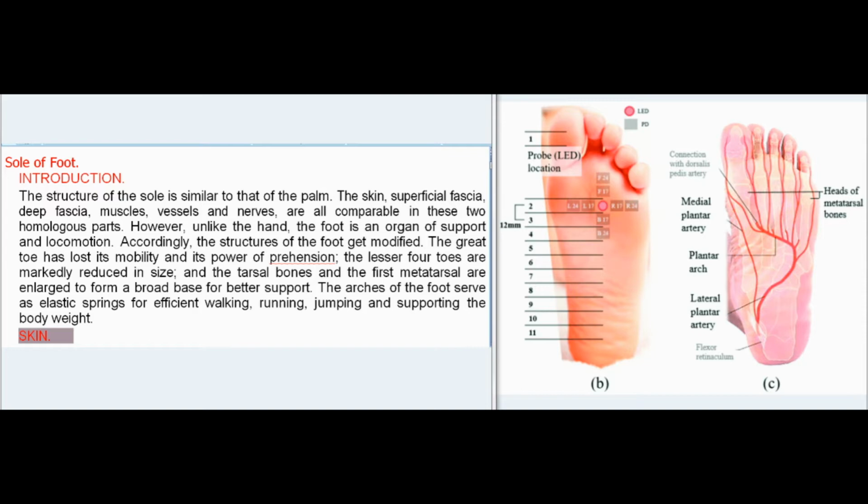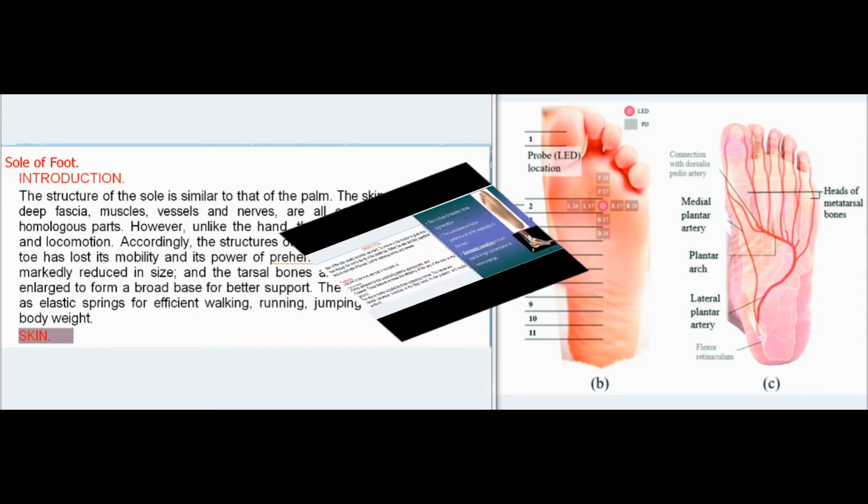The great toe has lost its mobility and its power of prehension, the lesser four toes are markedly reduced in size, and the tarsal bones and the first metatarsal are enlarged to form a broad base for better support. The arches of the foot serve as elastic springs for efficient walking, running, jumping and supporting the body weight.